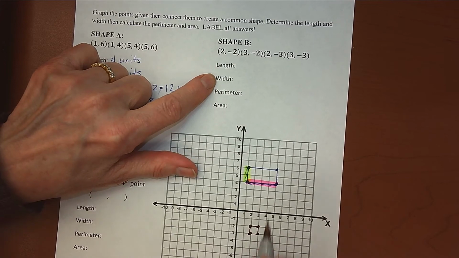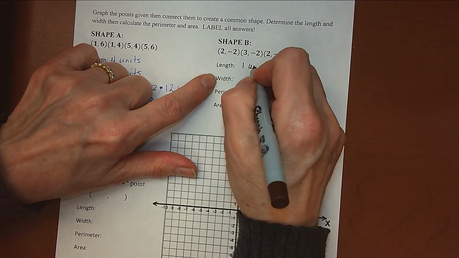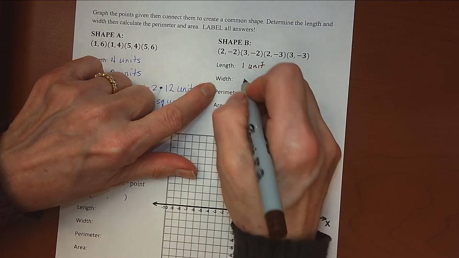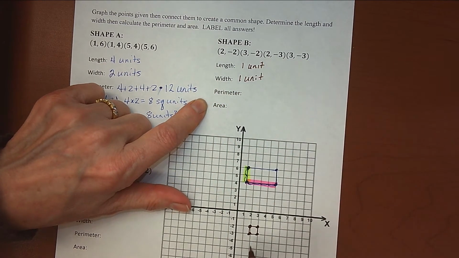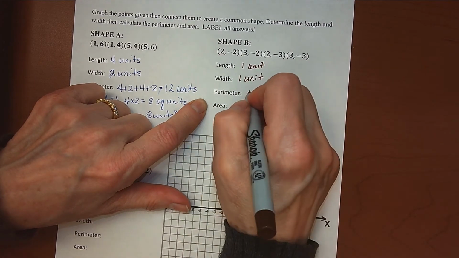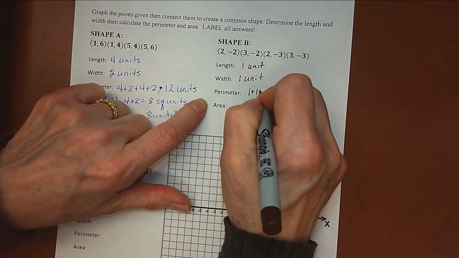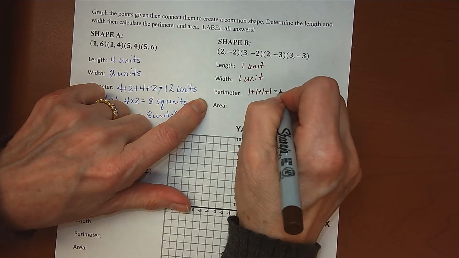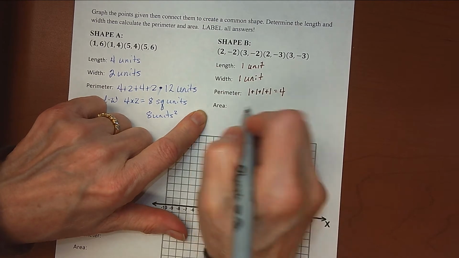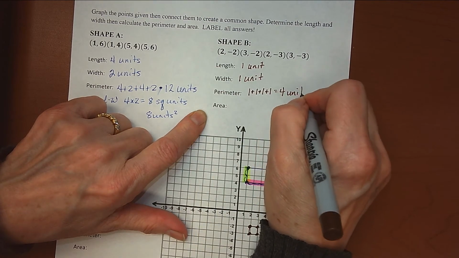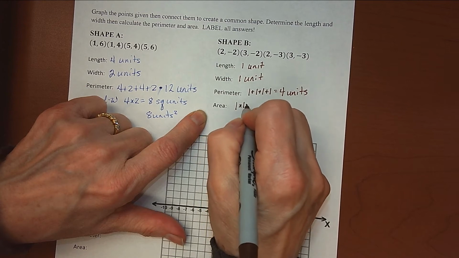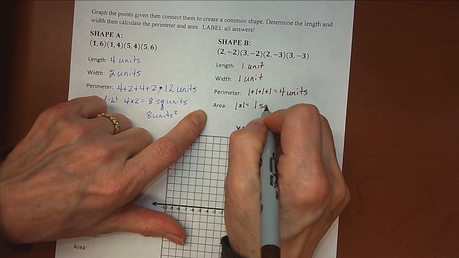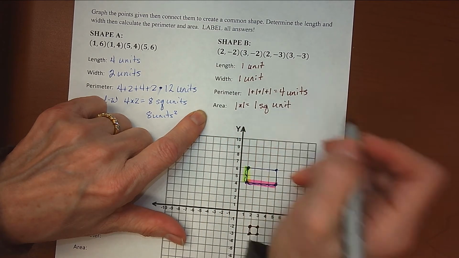Alright, so our length is 1 unit. And our width is also 1 unit. Our perimeter then would be 1 plus 1 plus 1 plus 1, or 4. And our area then, let's make sure we label this units. Our area would be 1 times 1, or 1 square unit. So I hope that went well for you.